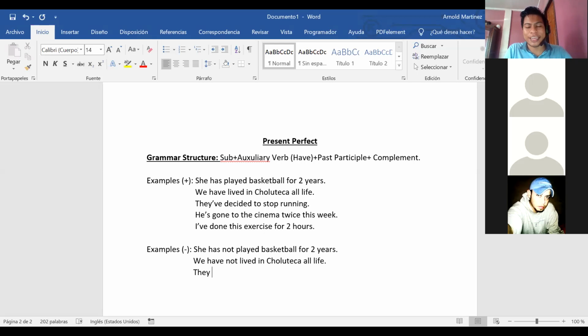They, what is my contraction in negative for they? They haven't decided to stop running. Excellent. Next, he hasn't. Very good. He hasn't is my contraction of has not. He hasn't gone to the cinema twice this week.